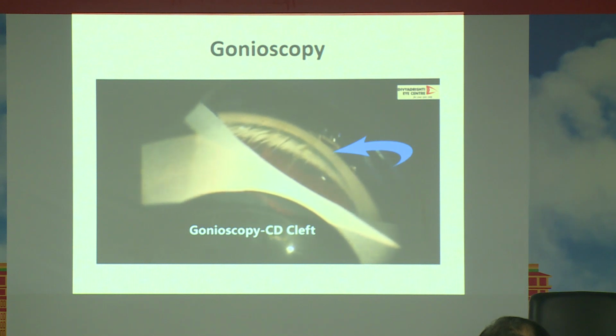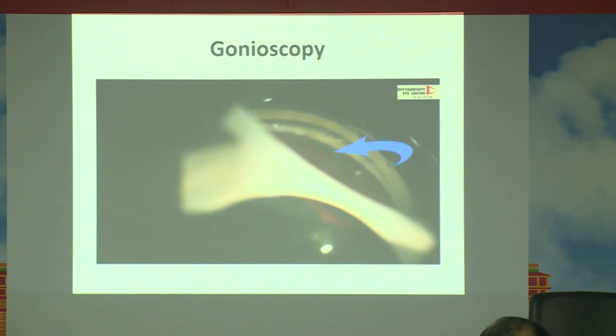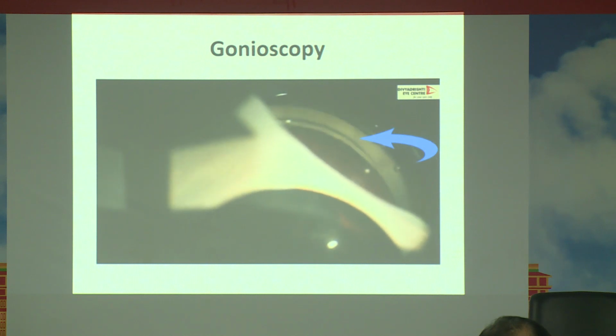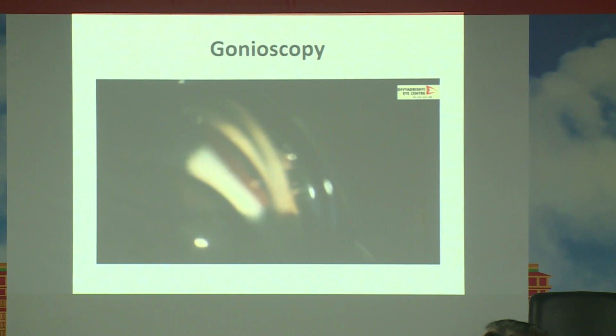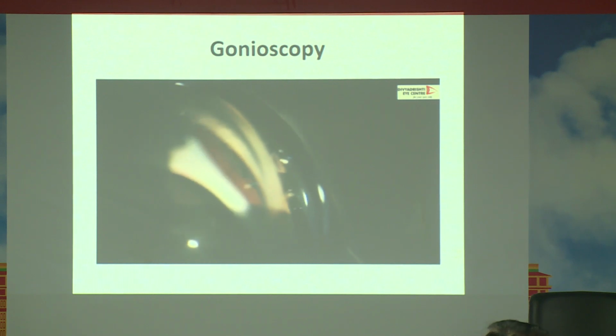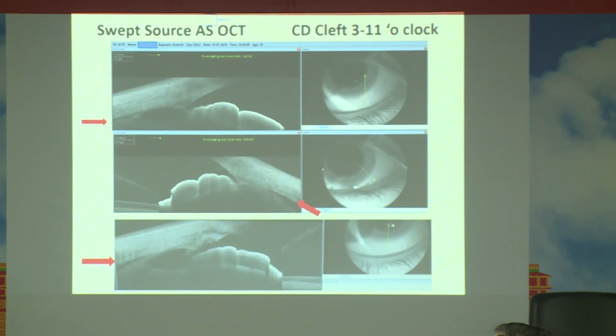somehow the CD cleft was visible. I could manage to do the gonioscopy with the Zeiss 4 mirror. You can see very well the CD cleft. See here. So what next? Just to confirm, we can do UBM or we can do the anterior segment OCT. UBM was not available at that point of time, so we did the anterior segment OCT.